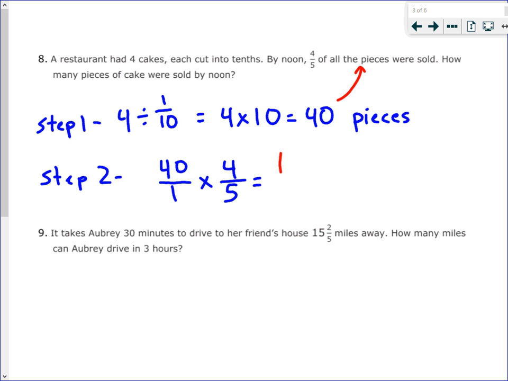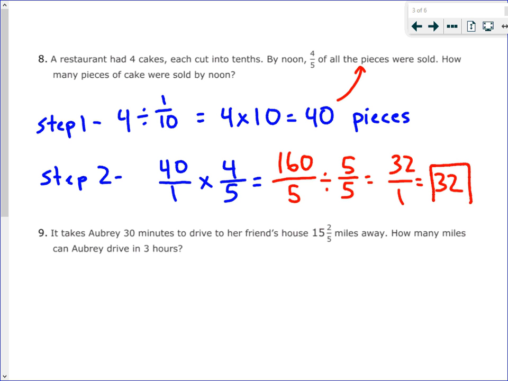So we have 160 over 5. And we're going to simplify this by dividing by 5, which gives us 32 over 1, which is equal to 32. So 32 pieces of cake were sold by noon.